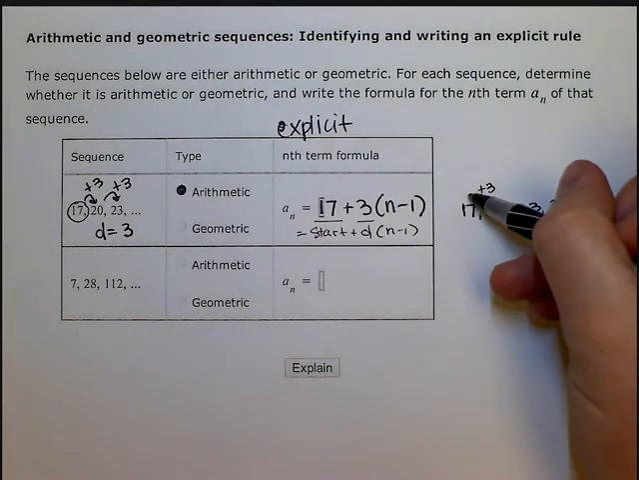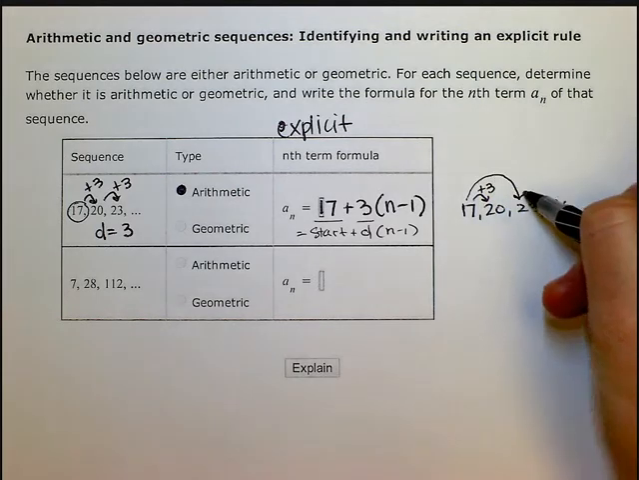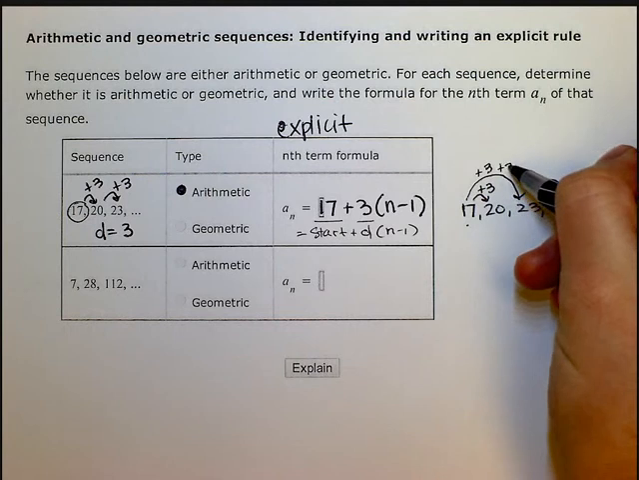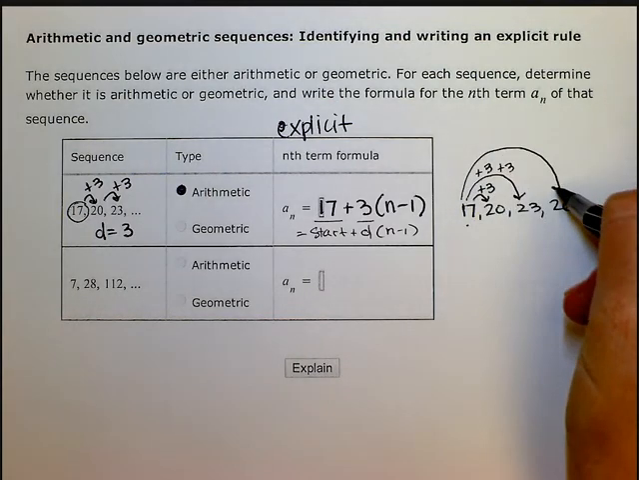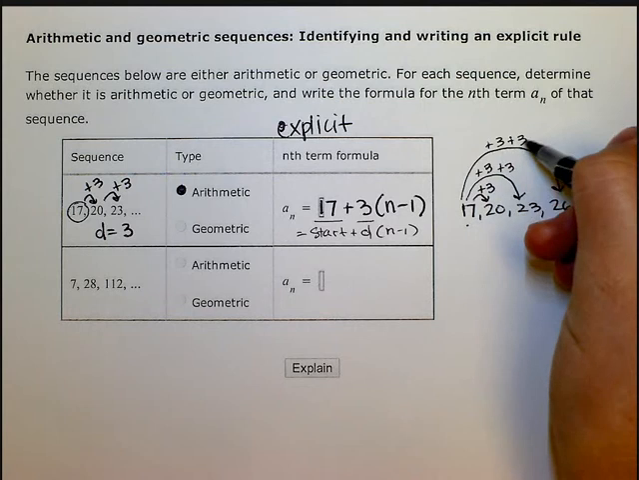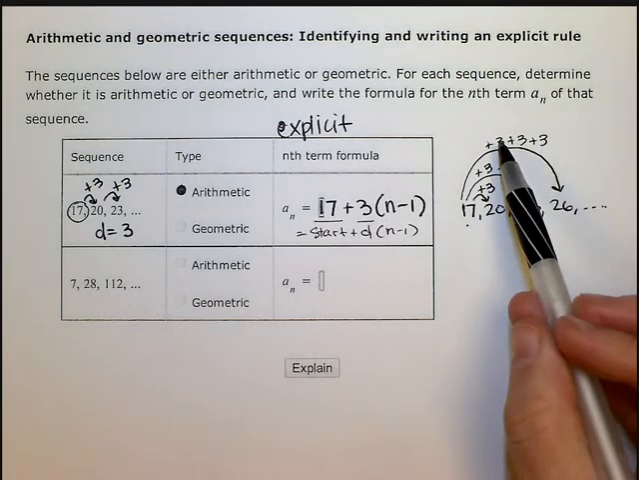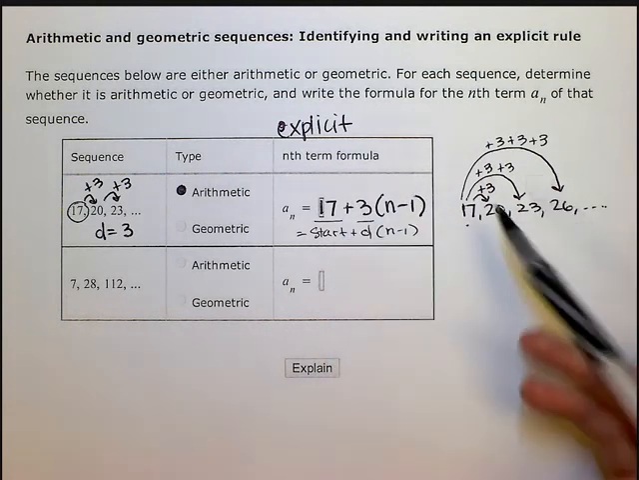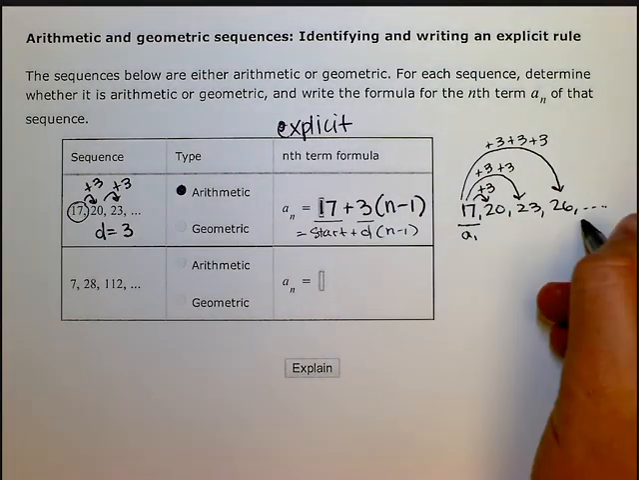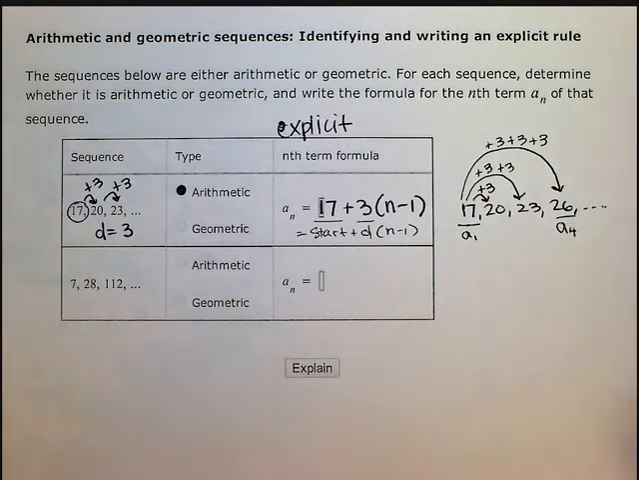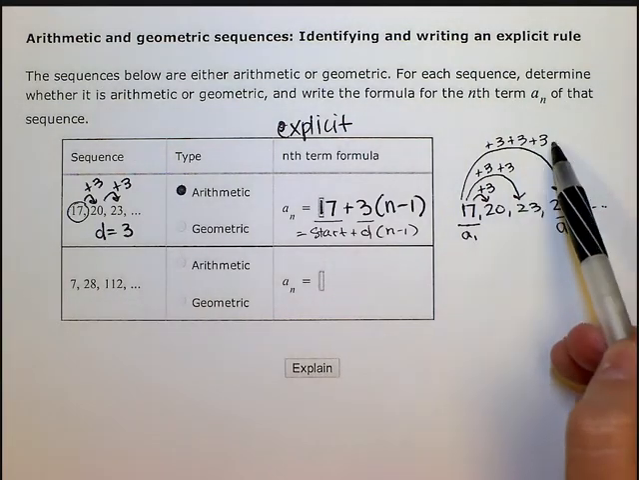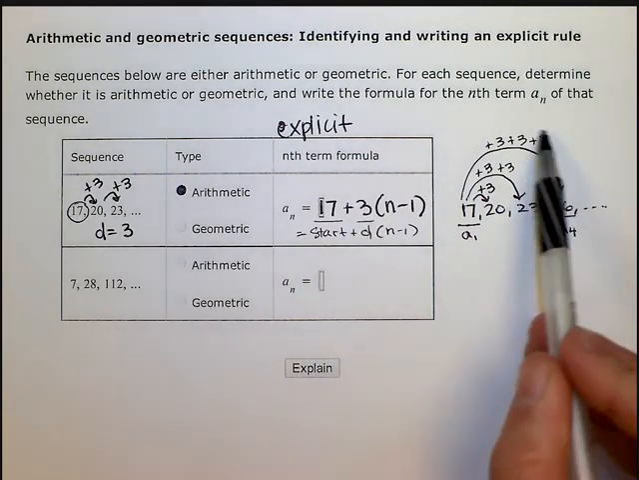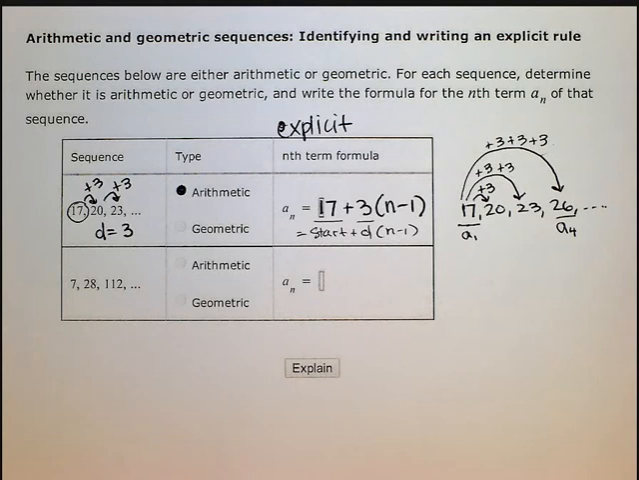So let's watch the patterns of jumping to a different term. To get from the first to the third, we add 3 twice. To get from the first to the fourth, we're going to end up adding 3 three times. So here, this repeated addition we see in this multiplication. So to get from the first term, a sub 1, to the fourth term, a sub 4, we add 3 three times. So if we thought about the formula here, 17 plus 3 times 3, which would be adding 9. And that's how we can see it.